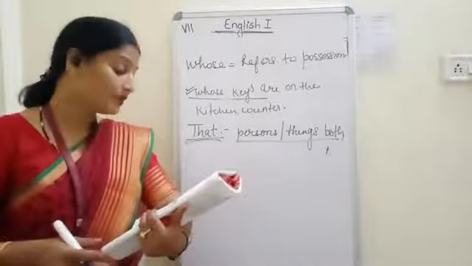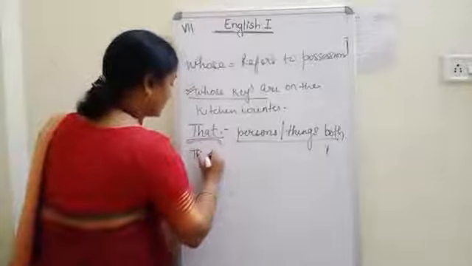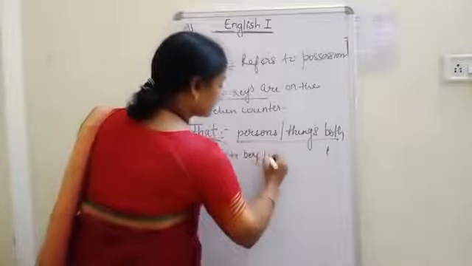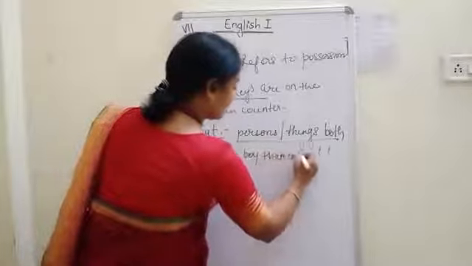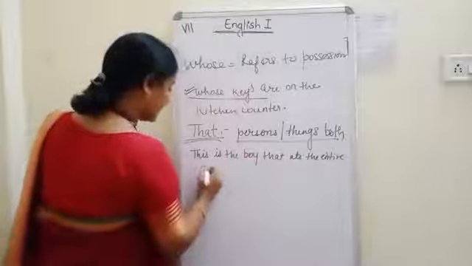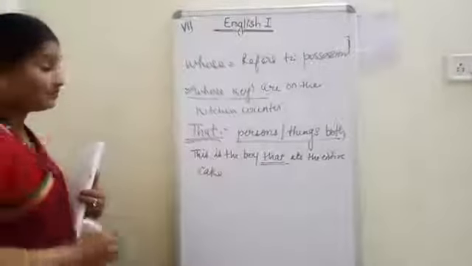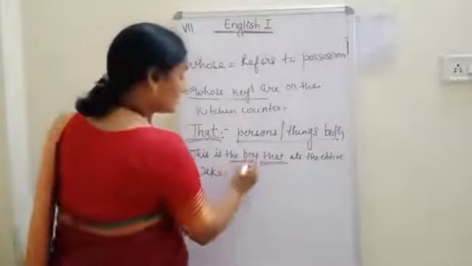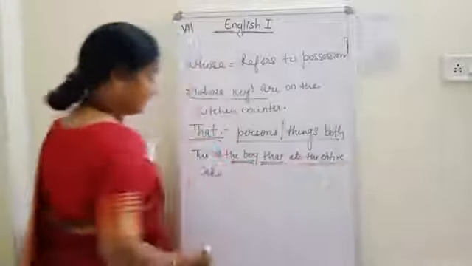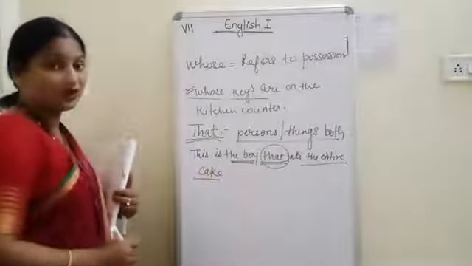Now see, this is the boy that ate the entire cake. Now see children, this that is relating the boy with the cake. And so this that will be your relative pronoun.